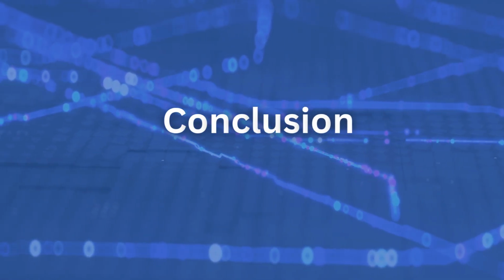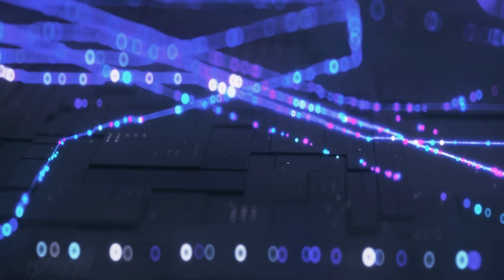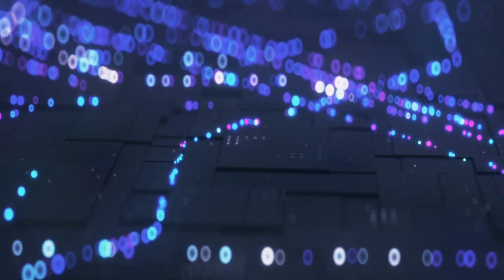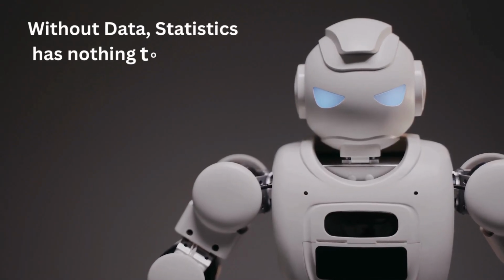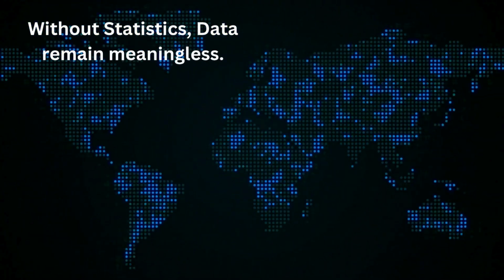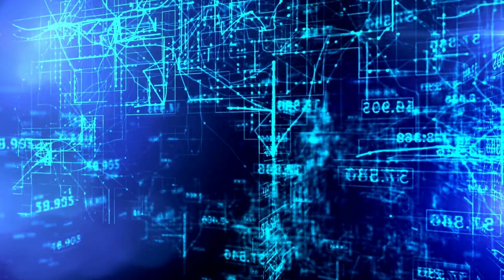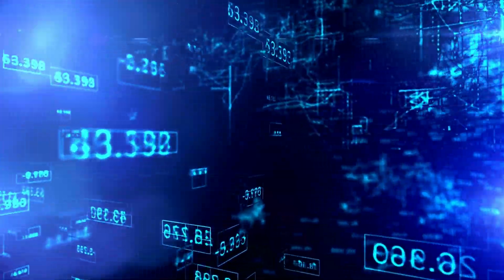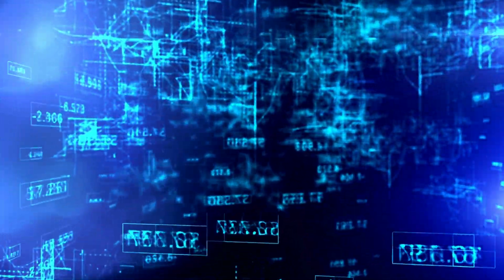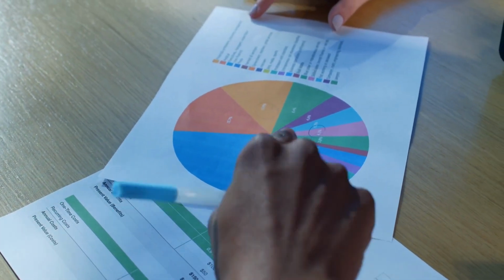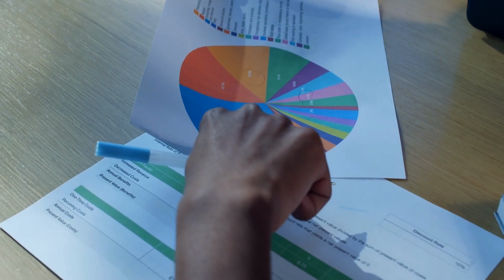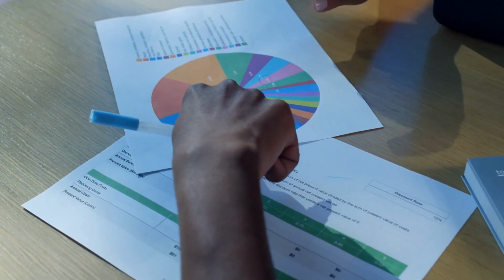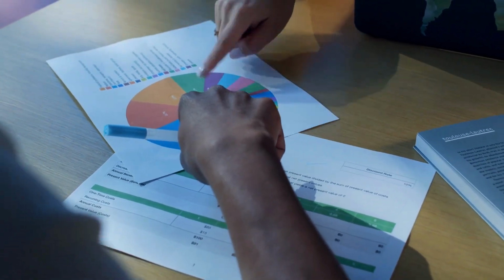In conclusion, data and statistics are intrinsically connected. Without data, statistics has nothing to analyze, and without statistics, data remains meaningless. So we can say that together they form a backbone of informed decision making in the fields of science, business, healthcare, and social sciences. Simply, we can say that statistics gives life to data by turning it into actionable knowledge.